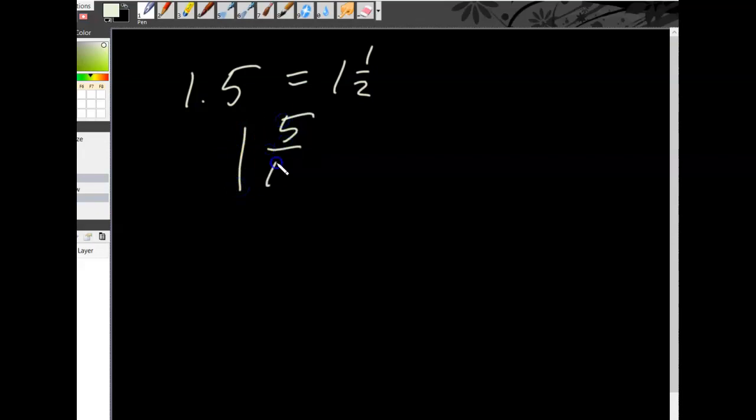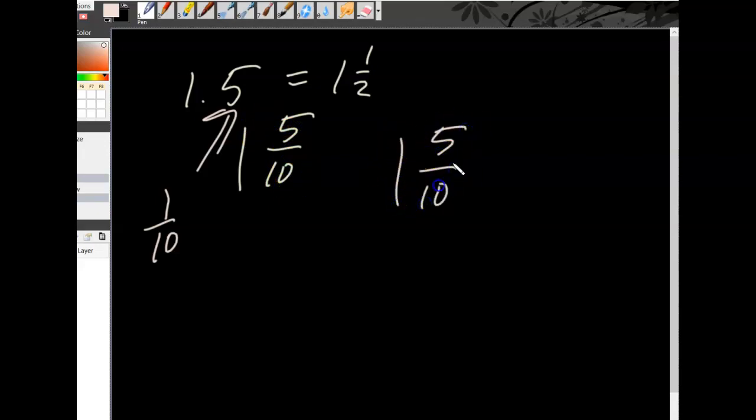For example, 1.5. We should recognize that as 1.5. But if you directly translate it into a fraction, that is 1 5/10. That 5 is in the tenths place. So that's 1 5/10.